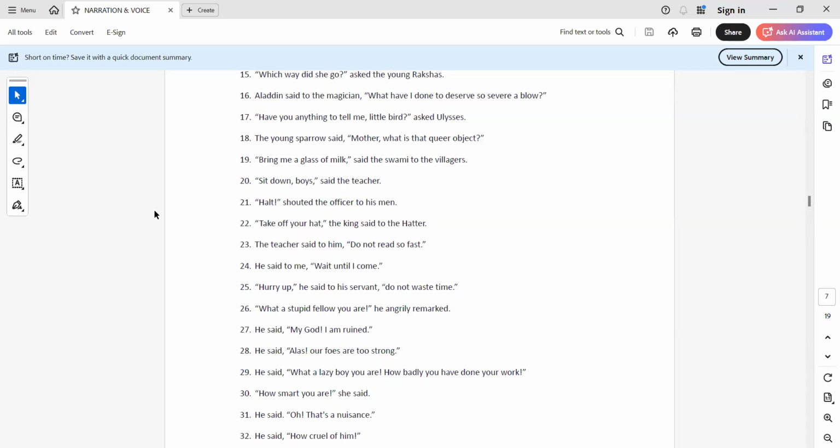18th. The young sparrow asked his mother what that queer object was. What was that? What that queer object was. The helping verb always goes after in a sentence. In a question it comes first, but in a sentence it comes after.